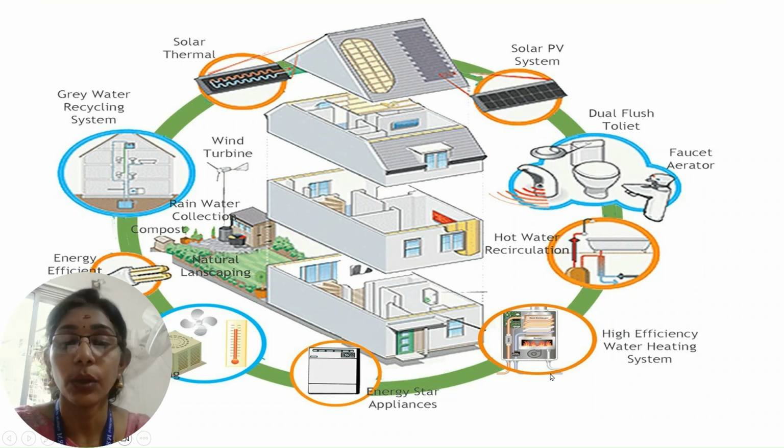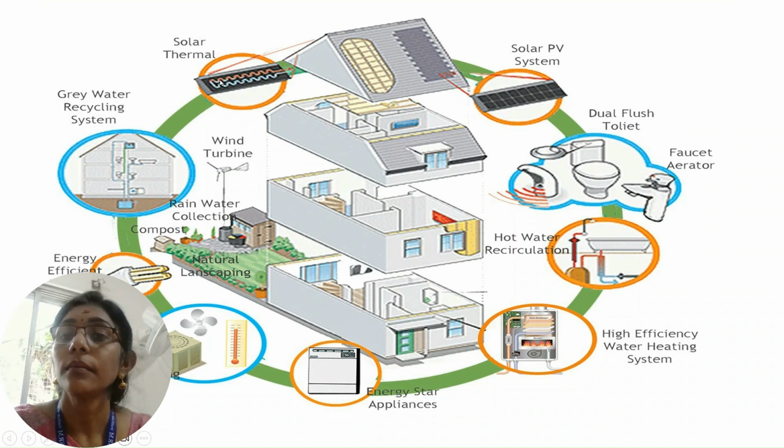And a high efficiency water heating system. And here you can see the adoption of Energy Star appliances, and then the energy efficient heating and cooling system. Here we have high efficient lighting methods. So nowadays we see LED bulbs. And this is grey water recycling, that is water recycling, which is used for non-potable uses.